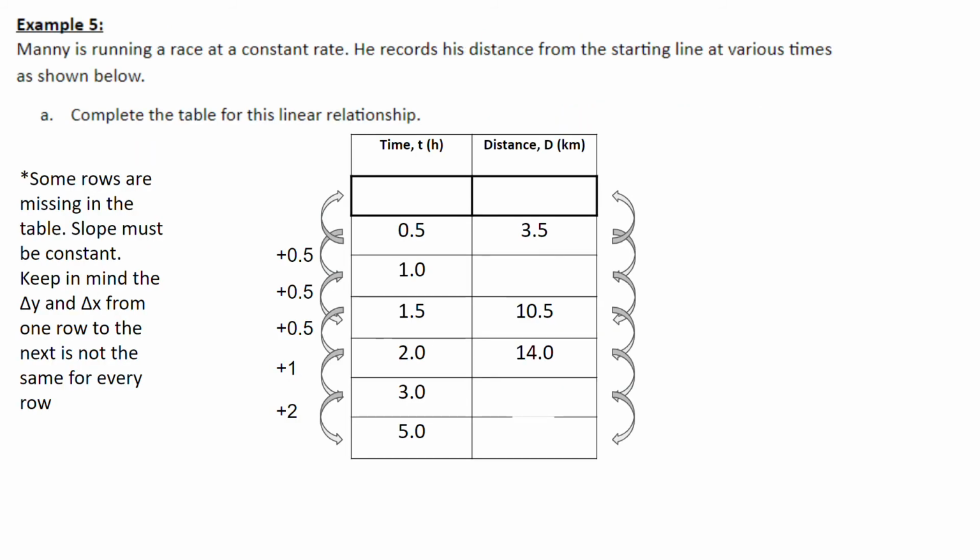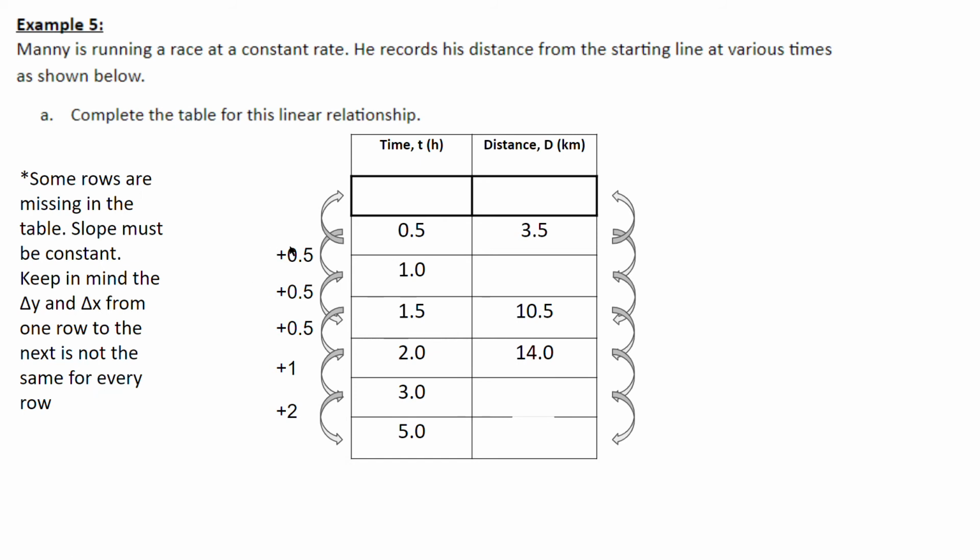Now Manny is running a race at a constant rate. He records his distance from the starting line at various times as shown below. We want to complete the table for this linear relationship. So as you can tell, some rows are missing in the table. Slope must be constant, and keep in mind that delta y and delta x from one row to the next is not necessarily the same for every row.